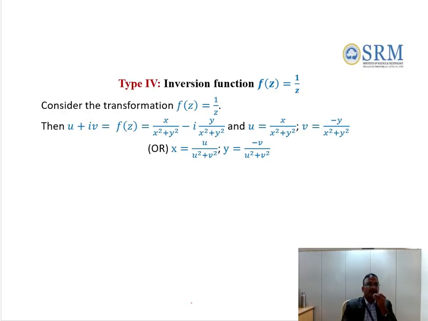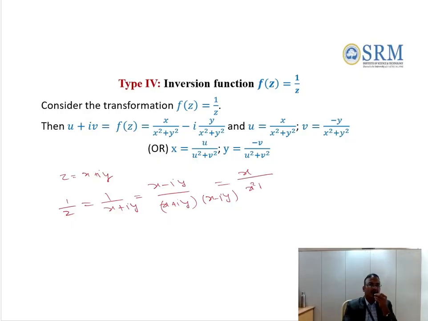Then u plus iv equal to 1 by z. But z is what? z equal to x plus iy. Then 1 by z is equal to 1 divided by x plus iy. Then you multiply and divide by the complex conjugate of this. Therefore x minus iy divided by (x plus iy) into (x minus iy). That gives x divided by x square plus y square minus i into y divided by x square plus y square, right? So that is our u plus iv equal to this expression.